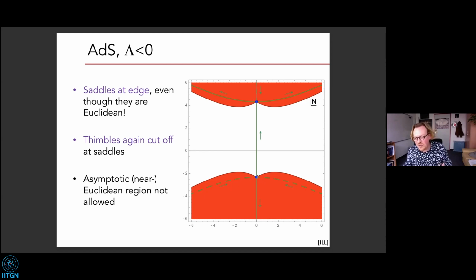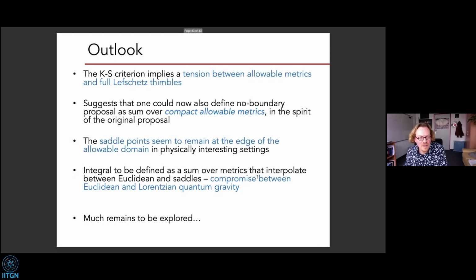So all of the interesting saddle points that we've looked at so far seem to lie at the edge of this domain. And yes, I think this shows that there seems to be something relevant to this Kontsevich-Segal criterion because it singles out the saddle points. They suddenly are at a special point in the domain of allowable metrics.